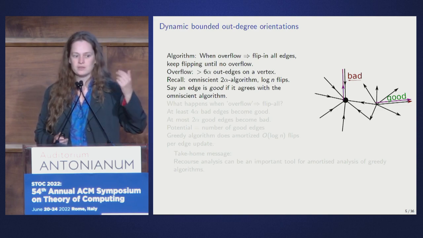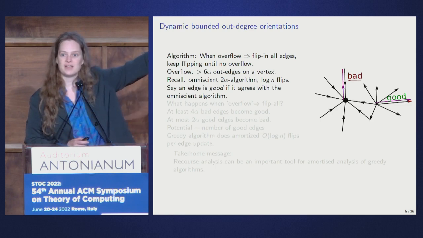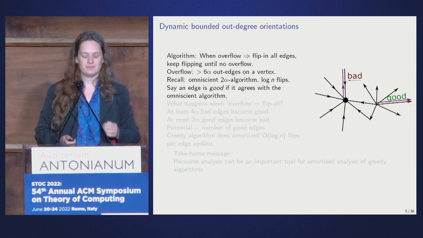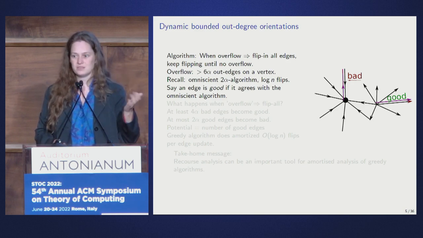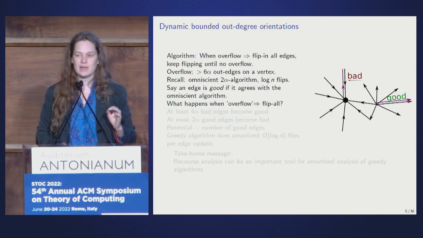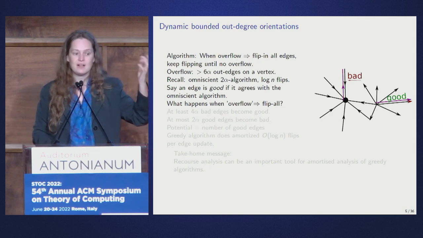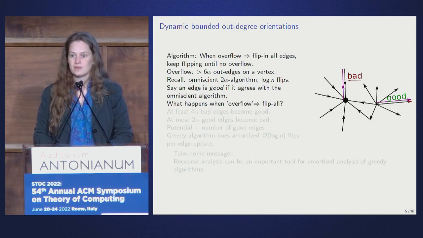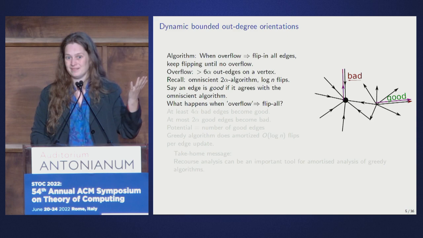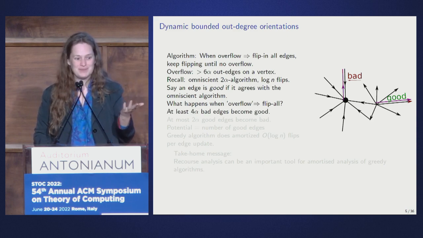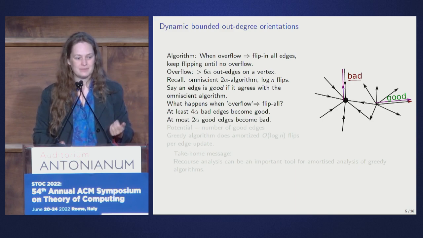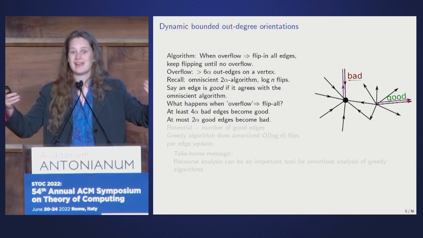So we say that an edge is good if it agrees with this omniscient algorithm that we analyzed before. If it turns the same way as this omnipotent algorithm that no one knows how to implement fast, then it's a good edge. If it disagrees, if they turn different directions, then it's a bad edge. So what happens when we have an overflow situation and we need to flip? Well, we have 6 alpha out edges of the vertex, and the algorithm we are using for the sake of the analysis will have 2 alpha. So there must be at least 4 alpha bad edges that will now become good, and at most 2 alpha good edges that will now become bad. So we have gained by this process.